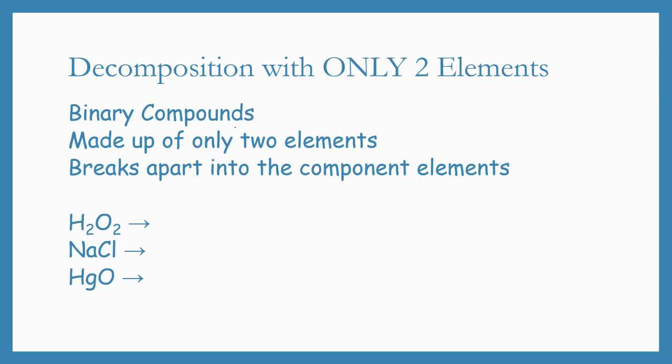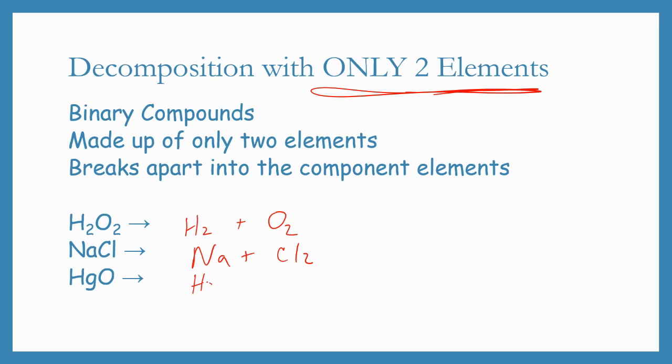Well, these are easy when they're binary. So when there's only 2 elements, it's very easy. You just do what it was on the periodic table. Hydrogen and oxygen is what peroxide decomposes to. Sodium and chlorine, but chlorine is a diatomic. Oxygen is a diatomic. Hydrogen is a diatomic. Mercury is not a diatomic, but oxygen is. So that's all you do there.